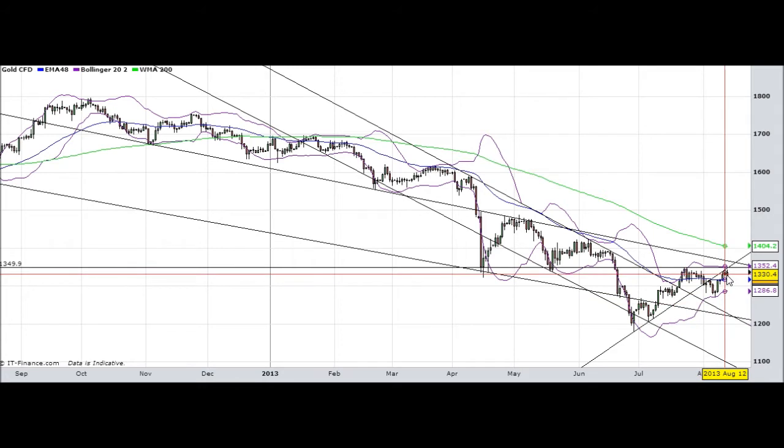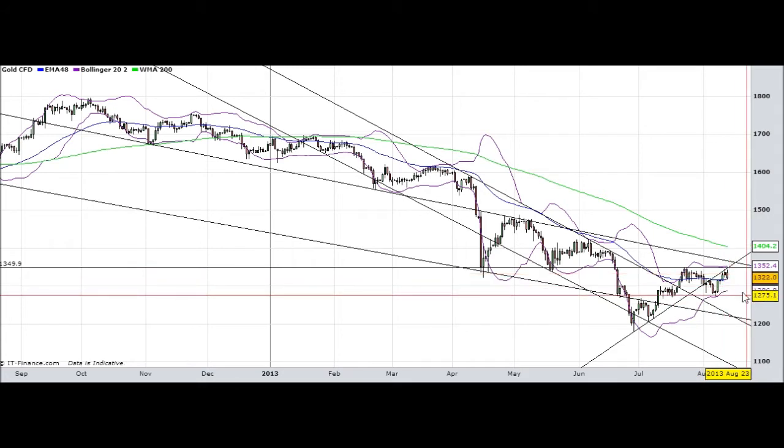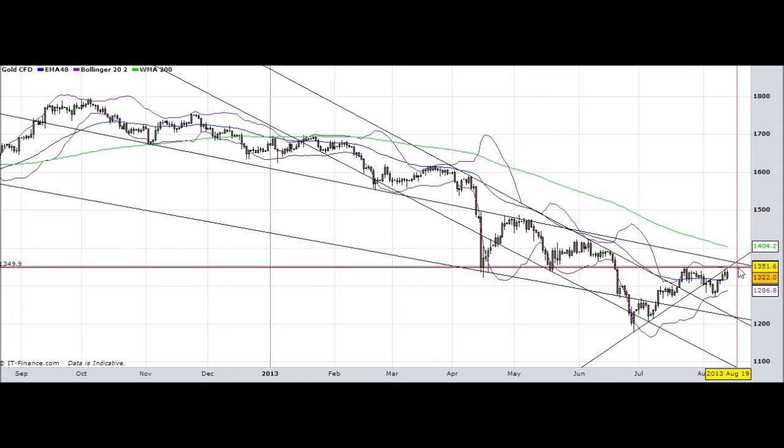So will we get a little double top? Will we test 1350 tomorrow and get a small double top? That is a question you've got to be asking yourself on gold at the moment. But there's quite a few other things that we want to go through. And there's another key resistance as well that we need to contend with. So let's look a little bit further.